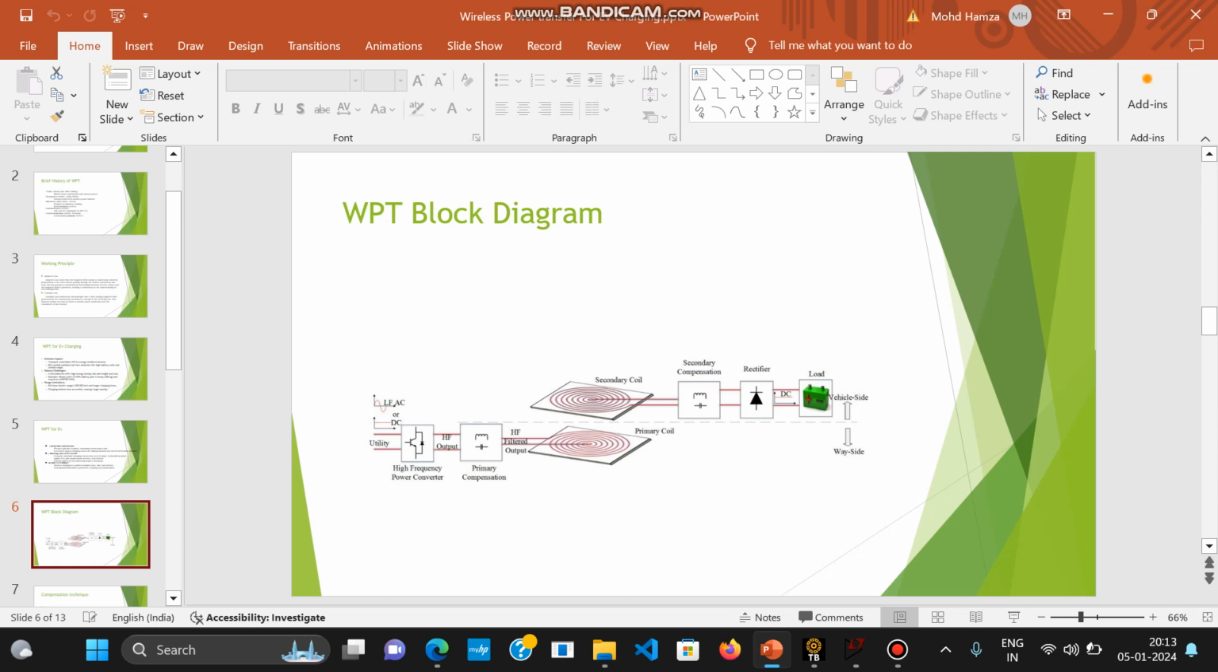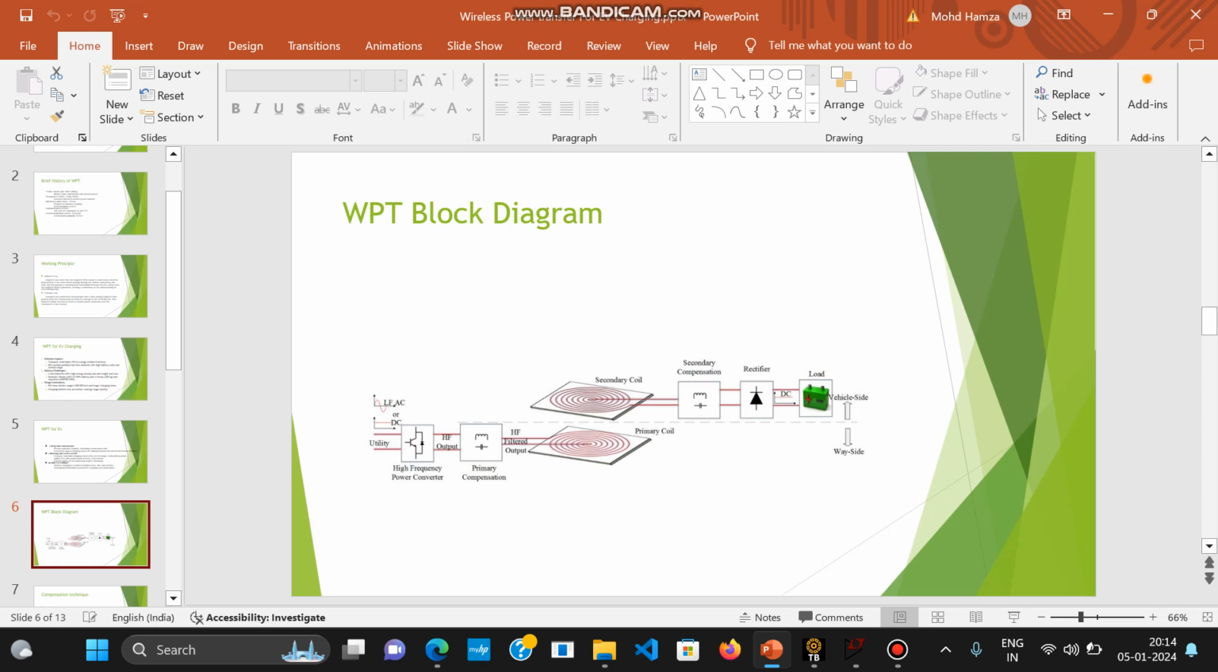The input of our system can be AC or DC. It highly depends on the user, on the manufacturer. If it is AC, then there will be a rectifier here in order to convert that AC into DC. The DC is fed to the high frequency inverter. The main work of the high frequency inverter is to convert the DC fed to it into a high frequency alternating current so that it can be fed to this coil.